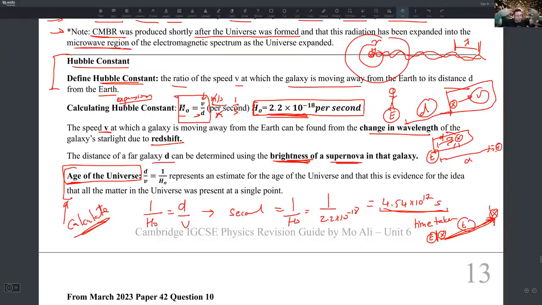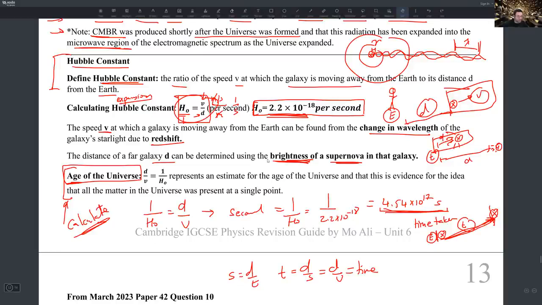If you reverse that formula, like literally take these formulas and flip both of them as a fraction, H over 1, what will happen? What do you get? 1 over H equals D over V, which gives me time. Because remember, speed is distance over time. What is time? Distance over speed. Distance over V means distance over speed, which is time. What time? The age of the universe.